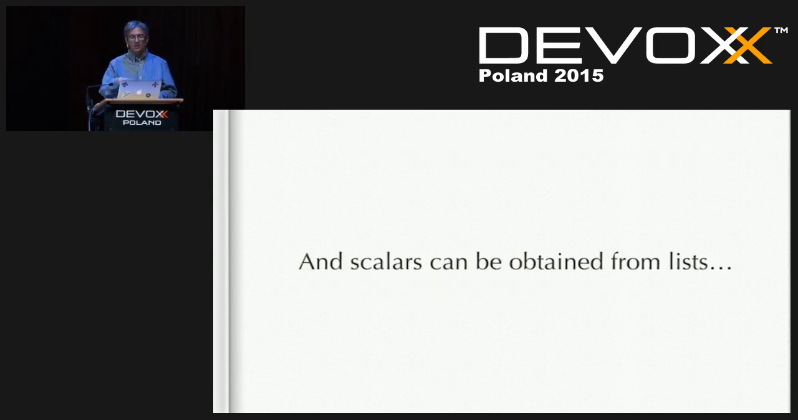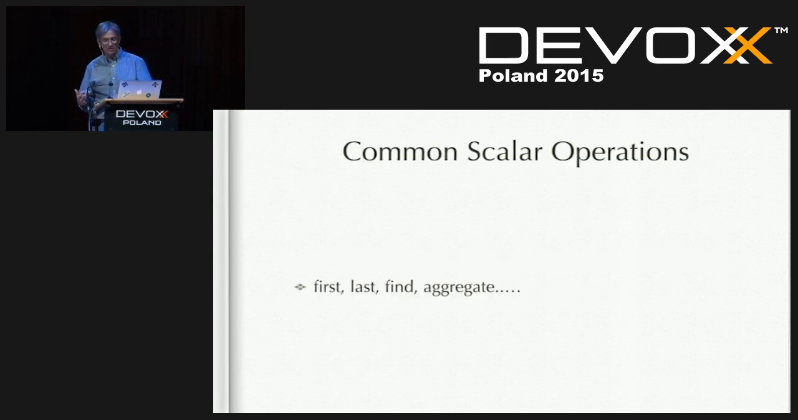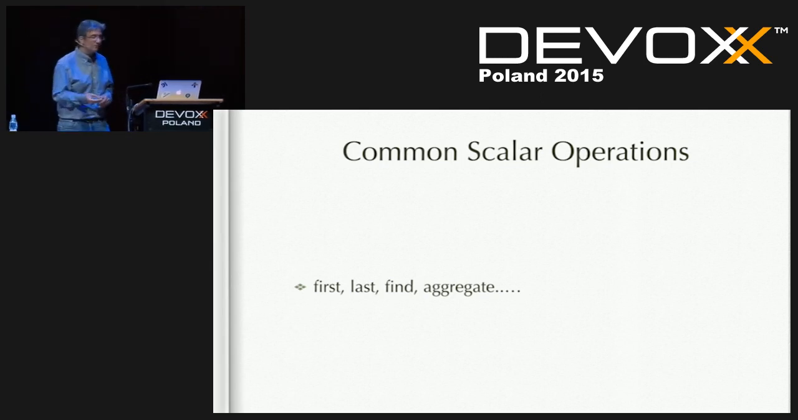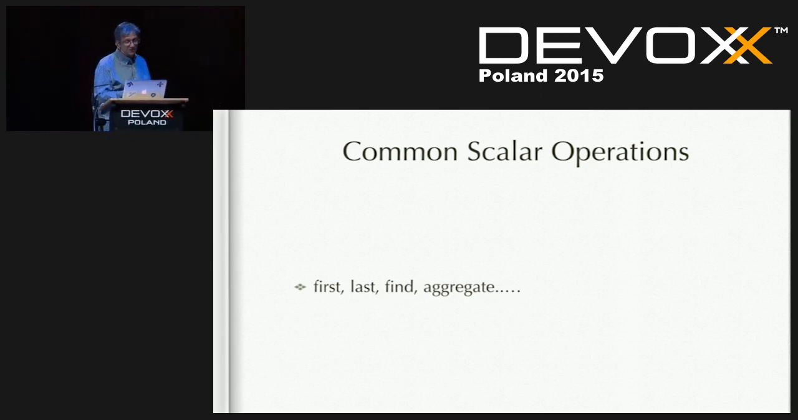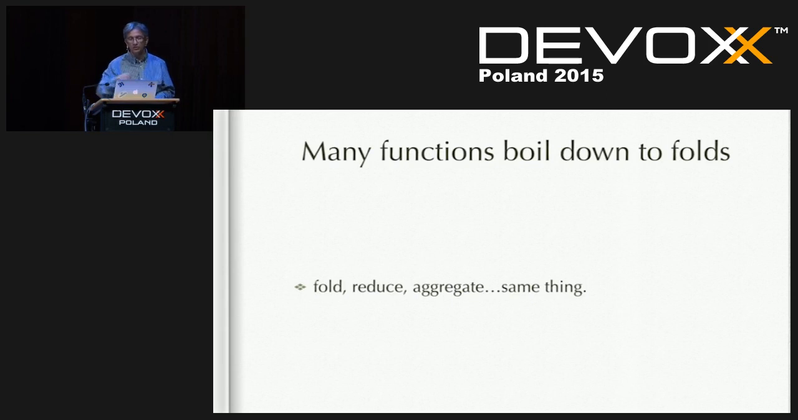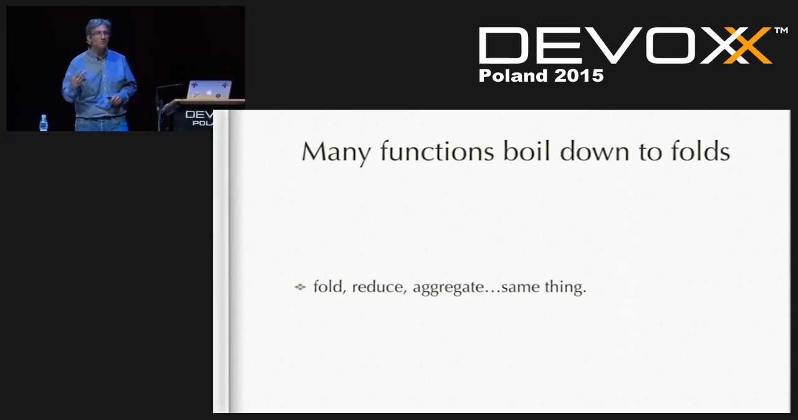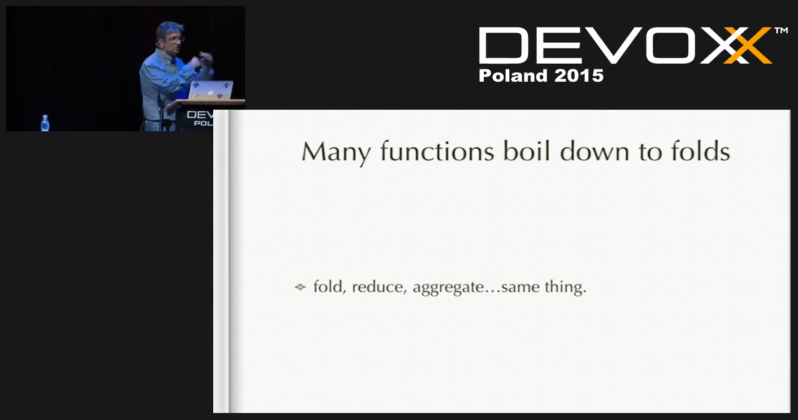And then sometimes we can obtain scalars from lists. So common scalar operations are first, last, find, aggregate. And if you're used to C# and LINQ, these all sound familiar. If you're used to SQL, these all sound familiar. And many of these functions, if you actually look at the implementation, they boil down to just a few number of functions, mainly being fold, reduce, etc. All of these, fold is kind of one of the primitives. And all of these basically do the same thing. They're just layers on top of layers.